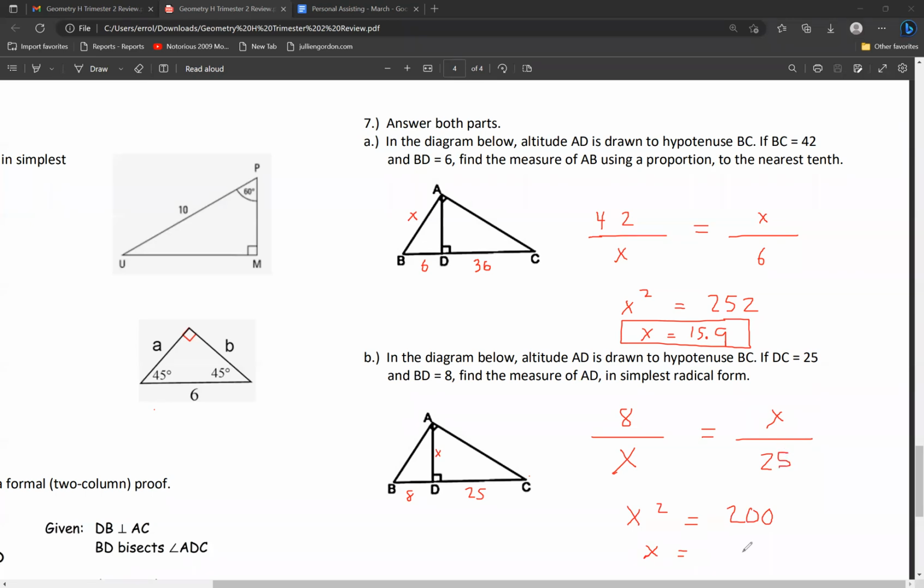Okay, so break the 200 into 100 times 2, root 100 times root 2. So what is x? 10 root 2. 10 root 2. Yep, there you go.